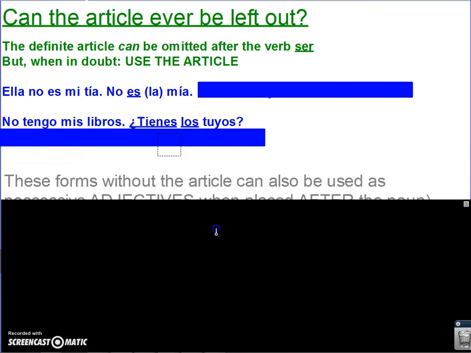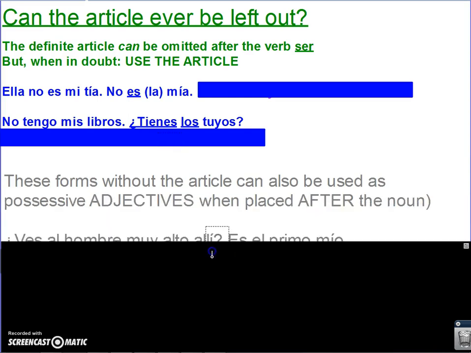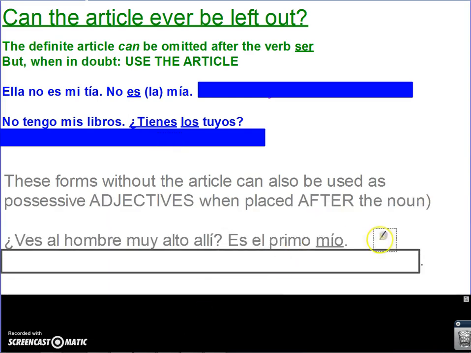Because I like you guys to always be fully informed as possible, I would like you to include this gray information in your notes, but I do have it in gray because it's not as important as the rest. We won't see this being used too much this trimester or this unit. So just something you should know about possessive pronouns. They can also be used without the article after the noun as an adjective.